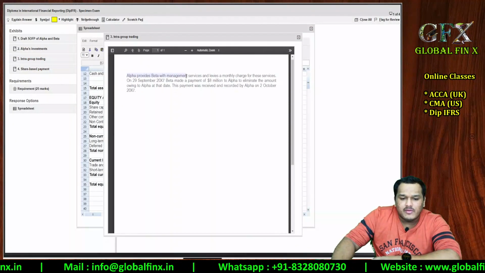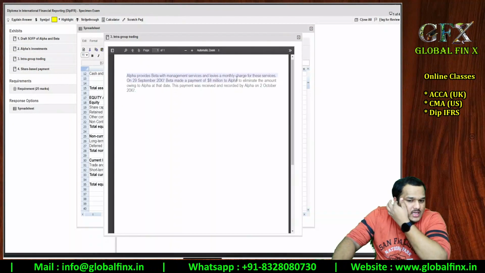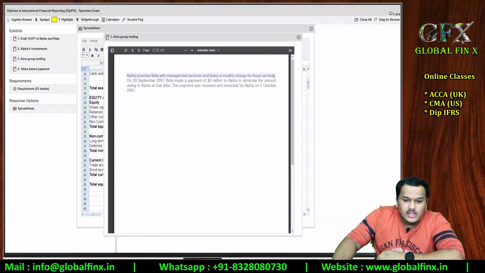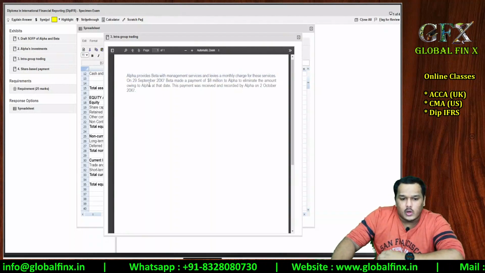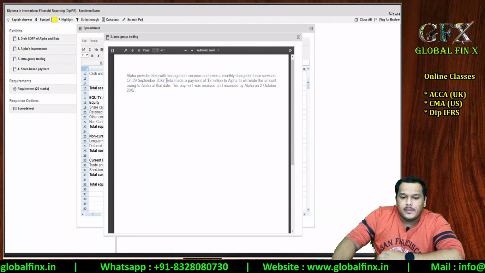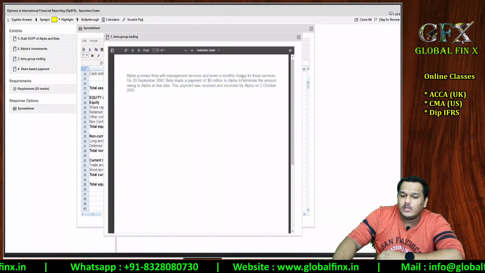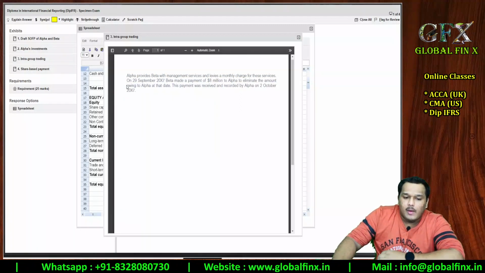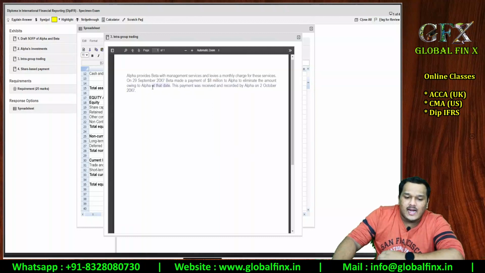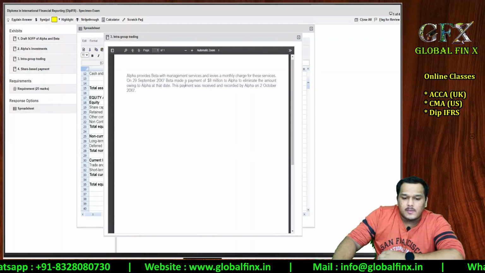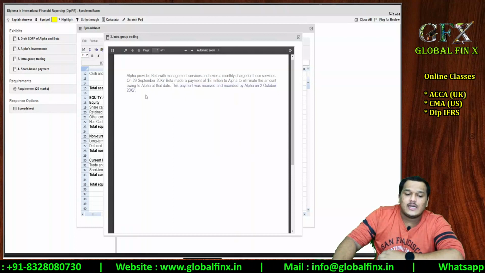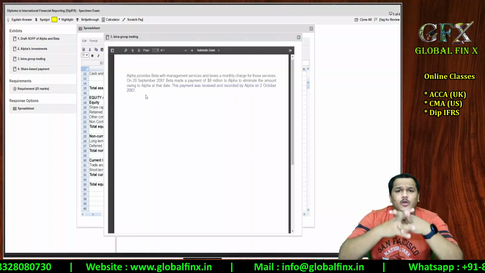Alpha provides Beta with management services and levies a monthly charge for these services. On 29 September, Beta made a payment of 8 million to Alpha to eliminate the amount owing to Alpha at that date. This payment was received and recorded by Alpha on 2nd October. Okay, basic common sense adjustment only.